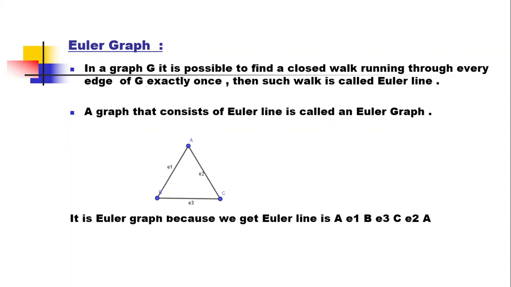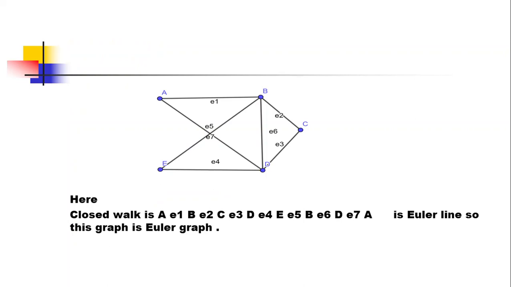Let us discuss the second graph. That is a 5 vertex graph, and let us create one Euler line. We should create a closed walk which runs through every edge of G exactly once. So let us start with A, then after A E1 B, E2 C, E3 D, then after E4 E, then after E5 B, that is E5 B, and then E6 D, and then after E7 A.